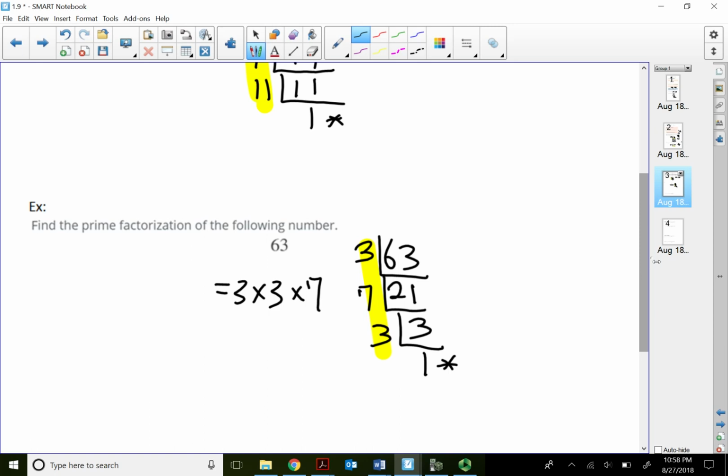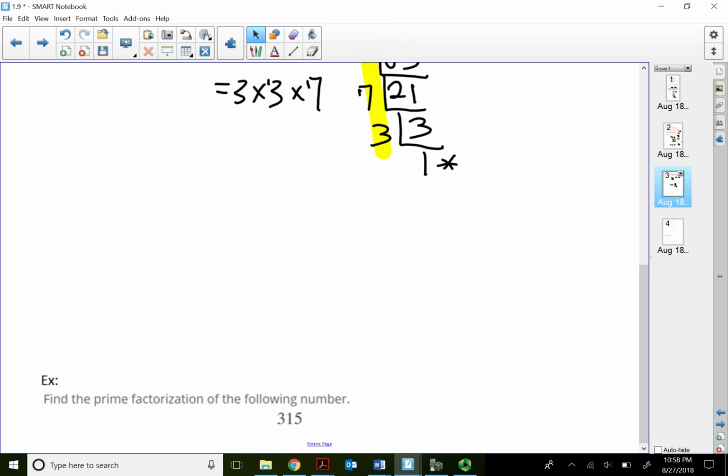Now, some students can do it just by looking at it and saying, well, that's 63, right? 63 is 6 times 7. So I can break down 6 again using 2 and 3. Oh, no, not 6. 9 times 7. I'm sorry, I don't know what I'm saying. 9 times 7. So 9 is 3 times 3. You can do it that way, or you can do it the vertical way. Whatever is quicker for you.